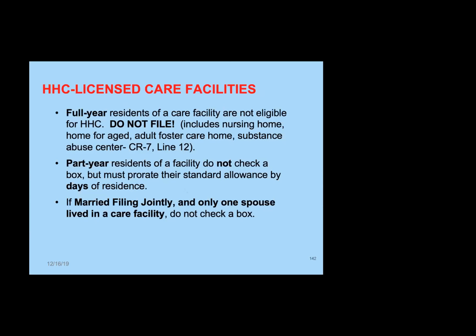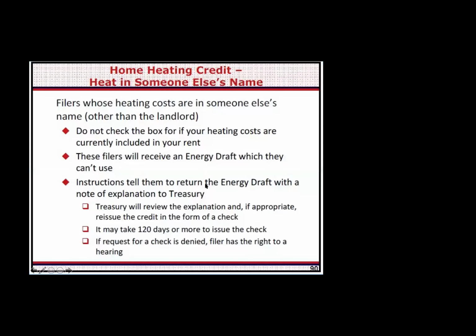So if they're part-year residents, you end up prorating the standard allowance, and the software will do that for you. If they're married filing jointly and only one spouse lives in a care facility, you do not check a box. I don't even know what that means. Anybody know what that means? I don't think it matters.